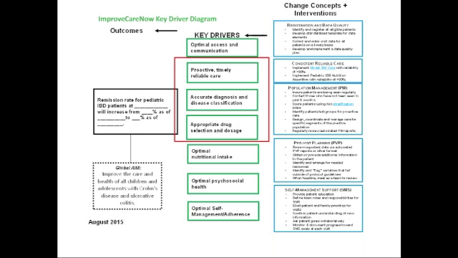Looking at the part that's boxed in the middle, some of the key drivers that we're going to focus on today relate to the clinical care that the patient is receiving in order to try to help with outcomes. So you can see the arrow looking at those. And those key drivers, which you can see, are proactive, timely, reliable care, accurate diagnosis and disease classification, and appropriate drug selection and dosage. If you think about that, that really seems like almost an obvious, easy thing to accomplish, but I think we've all learned through our education in quality improvement and an honest appraisal of how we do that this hasn't always been easy, and that's why ImproveCareNow has been so successful, because it's helped provide a framework for doing that in a more reliable, more accurate, and more dependable way.